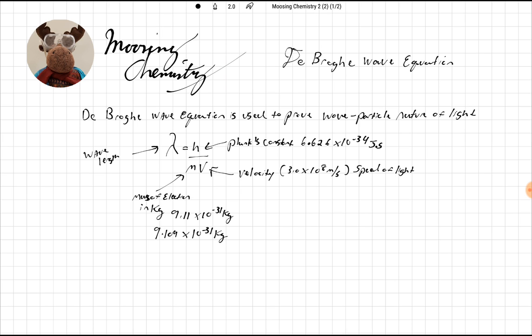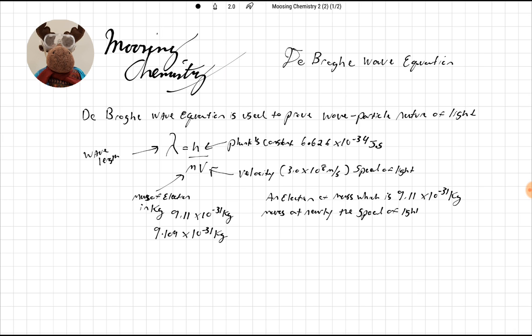Works very well. Okay, so let's try a problem using this. Let's set up a problem here. An electron of mass 9.11 times 10 to the negative 31 kilograms moves at nearly the speed of light.